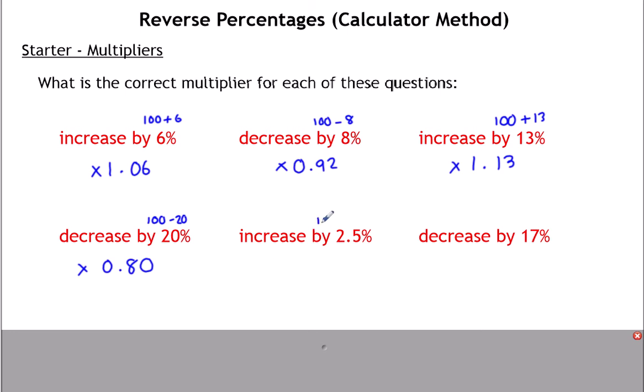Then we've got an increase again, so it's add. 100 plus 2.5 is 102.5. As a decimal, be careful here, 102.5 divided by 100 is 1.025, and again, there's our multiplier. Decrease by 17% is 100 take away 17, which is 83. As a decimal, that's 0.83, so you would multiply by 0.83. Remember, it's add or take away from 100 to get your multiplier, and it should be a decimal.